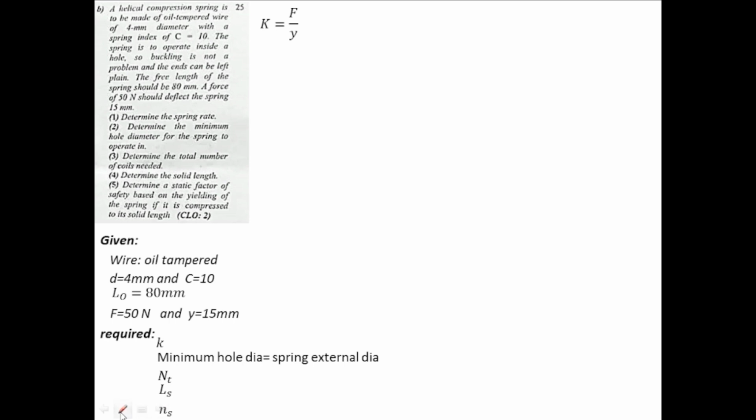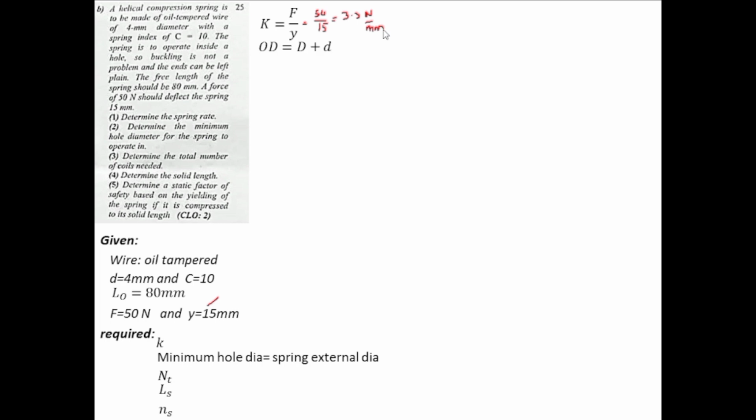Here it is given that F is 50 and Y is 15. So when you put these values, it will give you 3.3 Newton per millimeter. After that, let's find out the minimum hole diameter. For that, first of all, let's find out the external diameter of the spring.